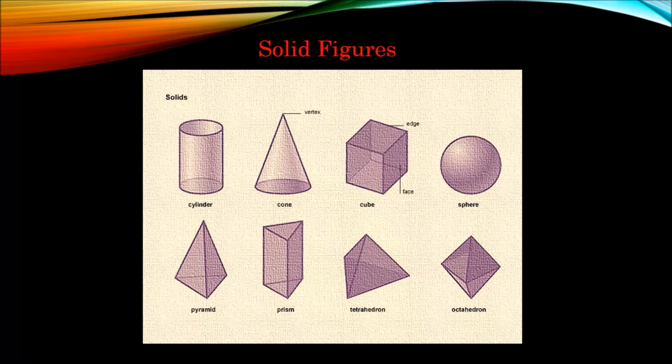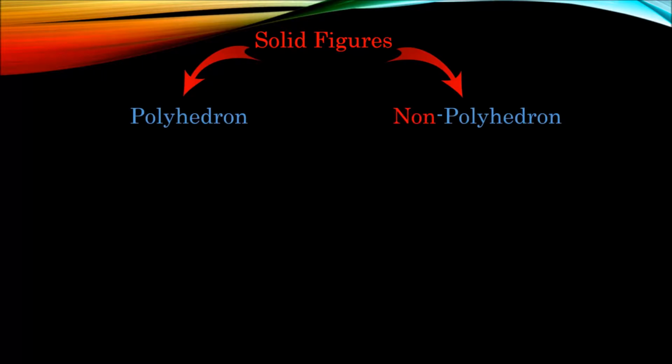Some examples, as you can see, include the cylinder, the cone, the cube, the sphere, the pyramid, the prism, the tetrahedron, and the octahedron. Now, solid figures can be divided into two broad categories. They can be classified either as polyhedrons and non-polyhedrons. As you can see, being a polyhedron must be something special because everybody else is called a non-polyhedron. So, you might say, okay, what is a polyhedron?